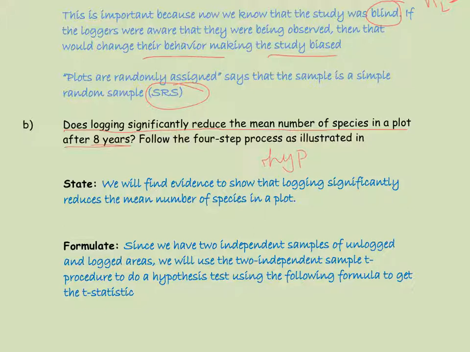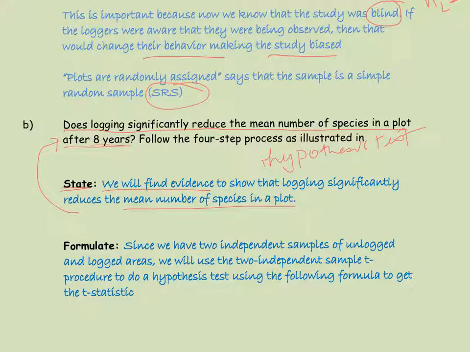So far, we know two things. One, that it is a two-sample procedure, and two, that we need to do a hypothesis test. So let's just first make a statement. We're going to follow the 4-step process. We're not going to jump into the calculations as yet. We're going to make a clear statement about what we plan on doing. So we will find evidence to show that the logging significantly reduces the mean number of species in a plot. So where do we get this from? From the question that is being asked.